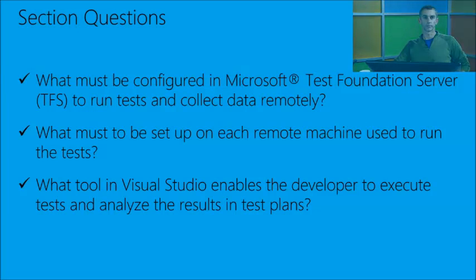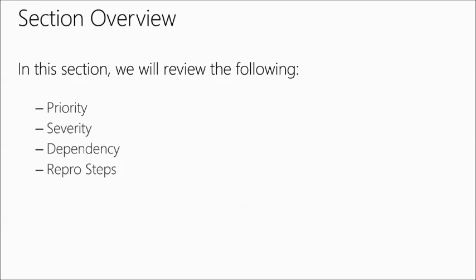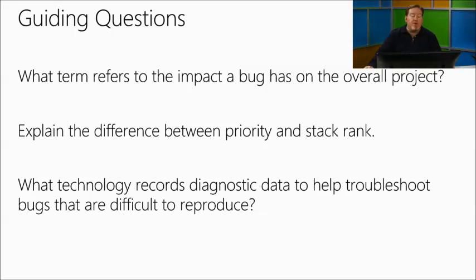Great. Let's move on with 5.2, logging bugs. Inside this section, we'll review priority, severity, dependency, and we'll talk about the repro steps. We have 3 guiding questions as a part of this section. First is, what term refers to the impact a bug has on the overall project? Explain the difference between priority and stack rank. And then finally, what technology records diagnostic data to help troubleshoot bugs that are difficult to reproduce?